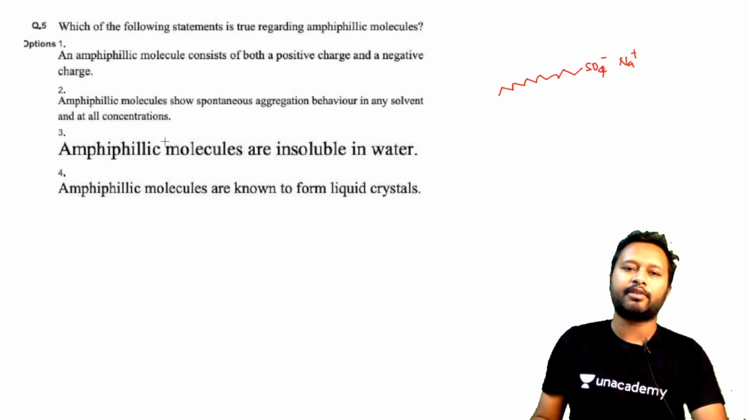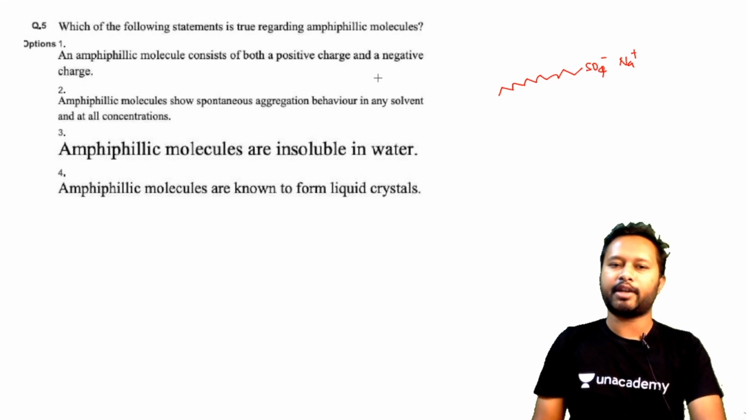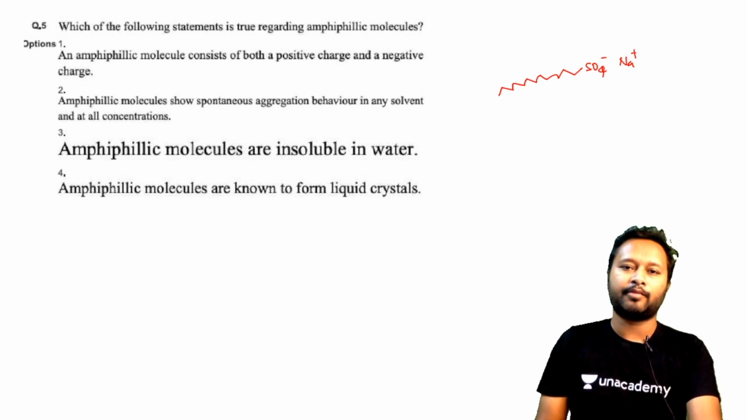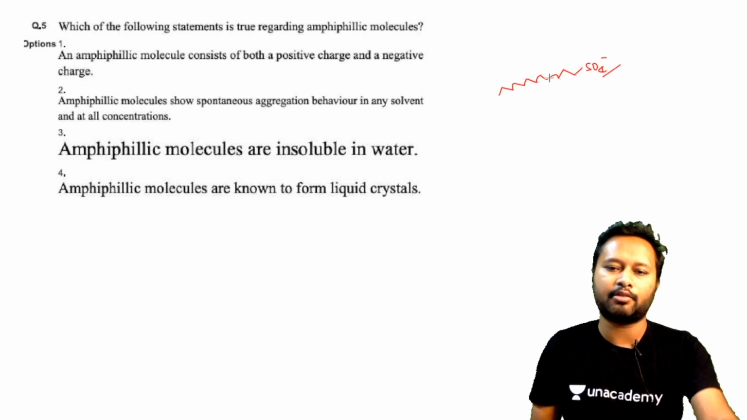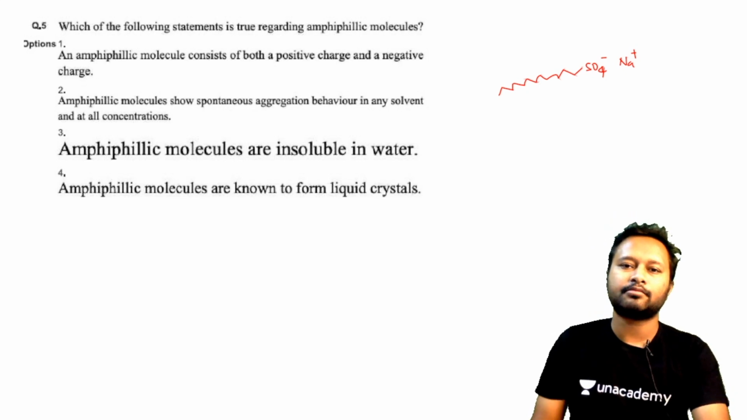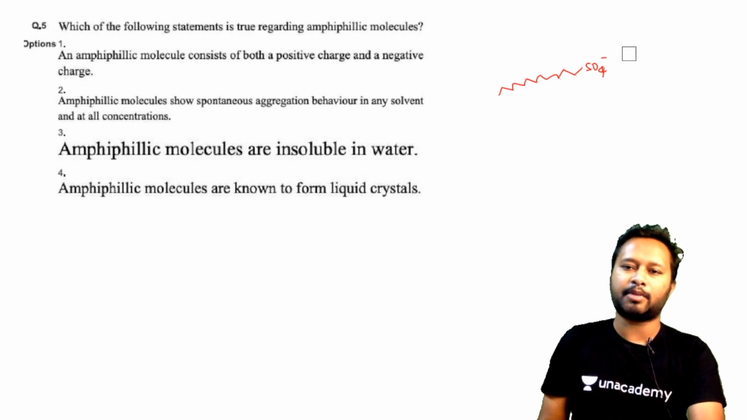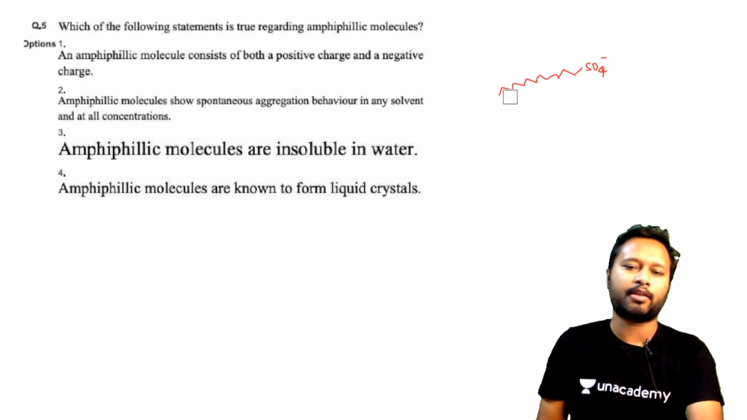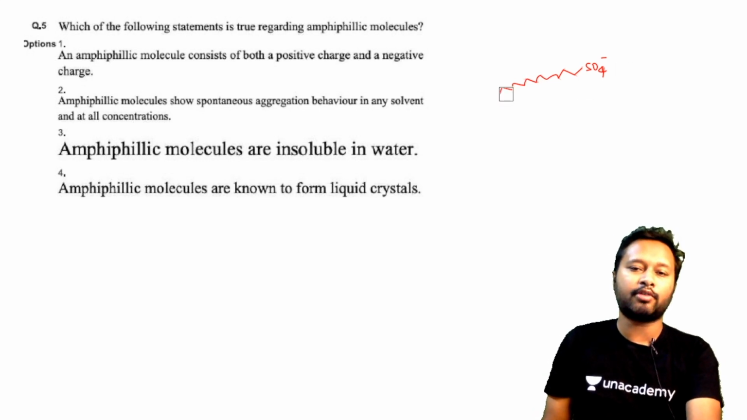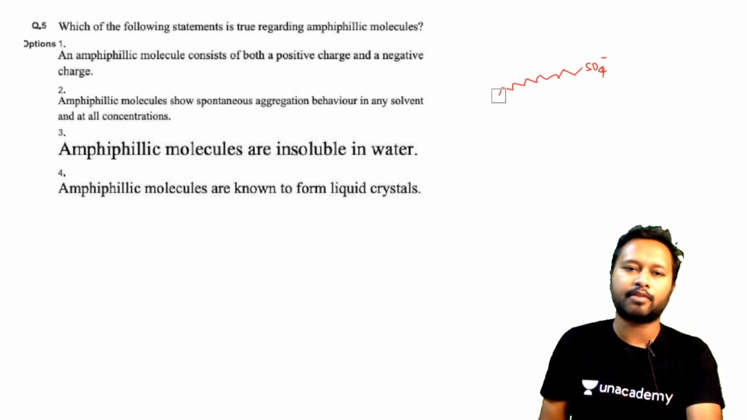Now, the first statement says that it consists of both positive charge and negative charge. So it is not necessarily true. Let's say if I remove this Na plus, will this particular ion be called amphiphilic? So yes, then also it should be called amphiphilic, right? Because it is again going to behave, this part is still water loving and this is water repelling. So it is not necessary to have both positive charge and negative charge.